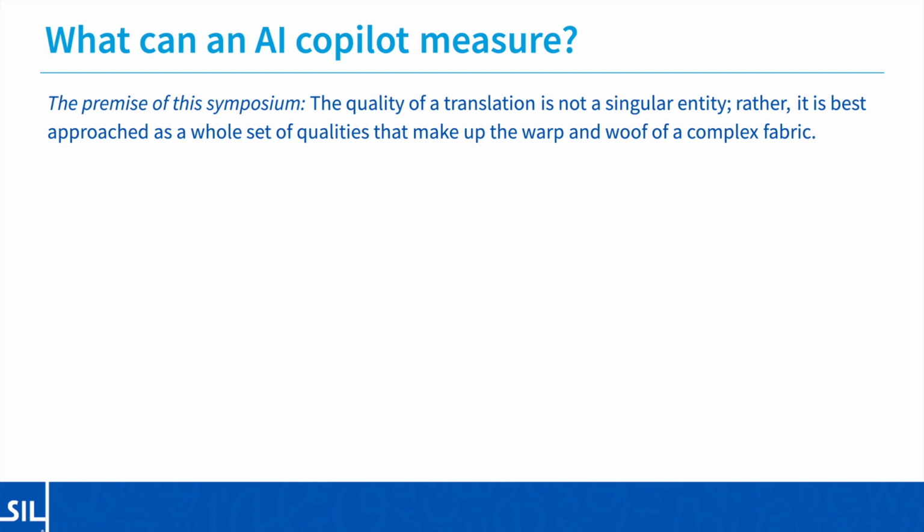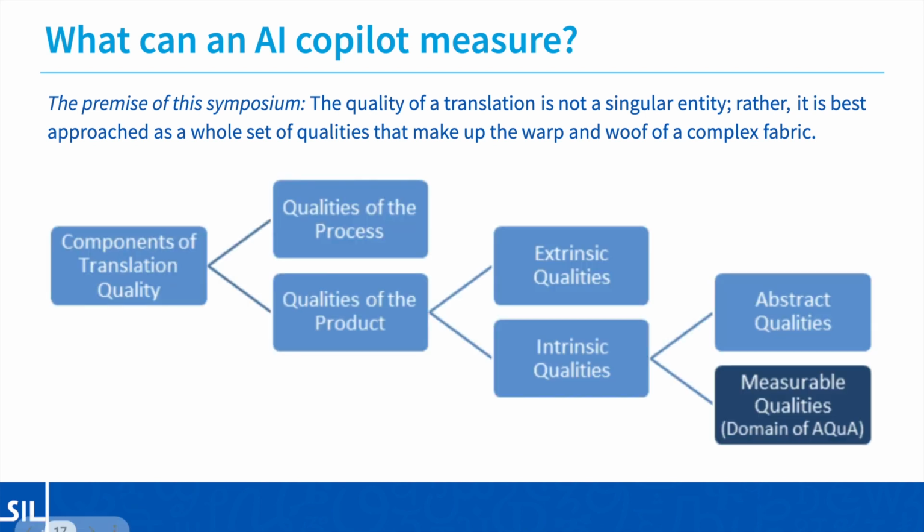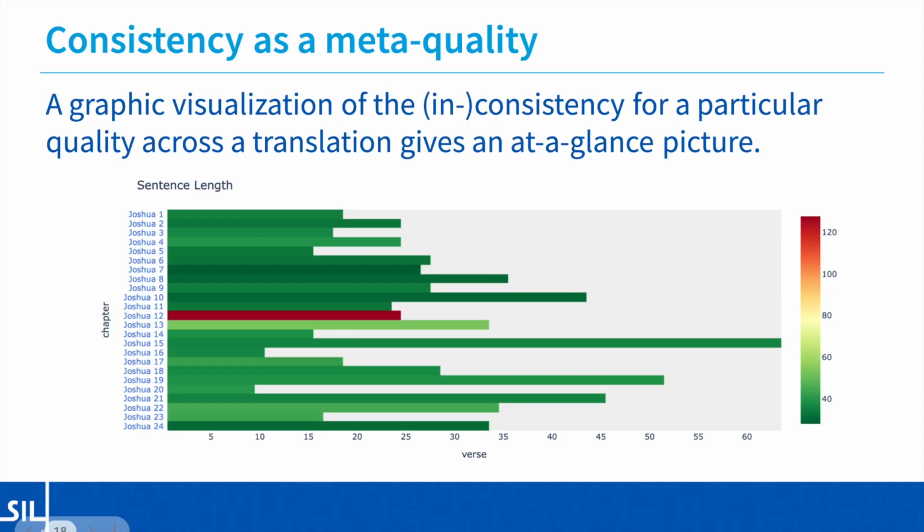The premise of this symposium is that translation quality is best approached as a set of several qualities rather than as a single entity. It is important to recognize that AQUA only measures a very specific subset of translation qualities, that is, measurable intrinsic qualities of the translation product. In addition to these measurable qualities, AQUA can also measure and visualize the consistency, or sometimes inconsistency, of these qualities across books, chapters, and verses as a sort of meta-quality.